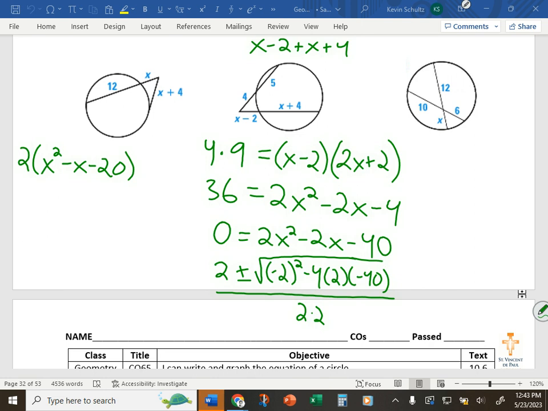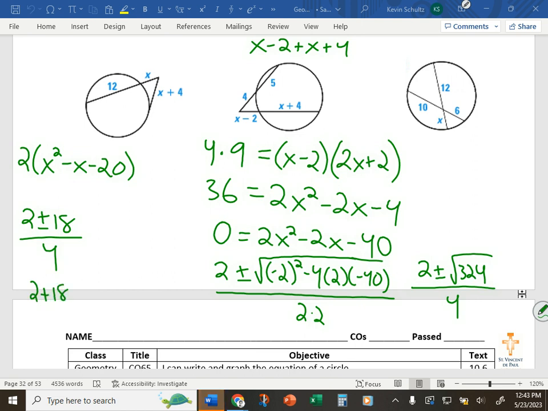I feel like there's more room for error. Well, yeah, it depends on what you want to do. This ends up to be 2 plus the root of 324 divided by 4. And the root of 324 is 18. Did you put parentheses around your negative 2 when you squared? No. So I think it's 18. So it's 2 plus or minus 18 over 4.